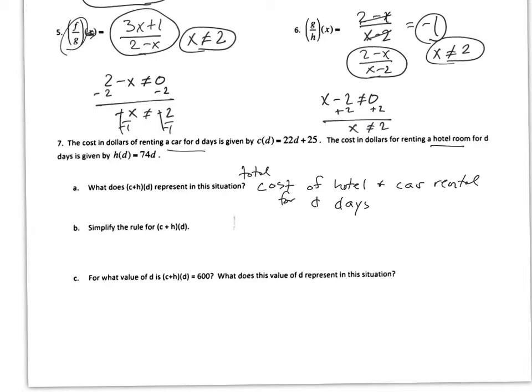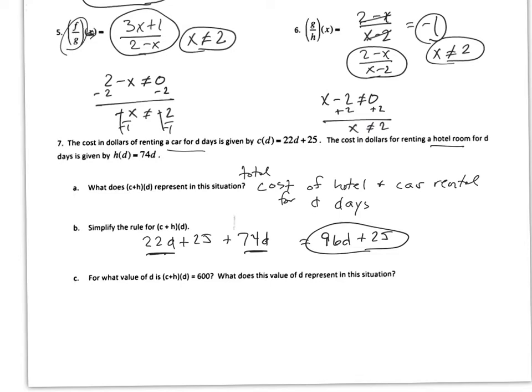Now, it says to simplify the rule, which means do the arithmetic, which is kind of what we just did up top there. So we're going to add these two things together. So 22D plus 25 plus 74D. These both have D, so they can be added together. This is 96D plus 25. That's it. That's the rule.